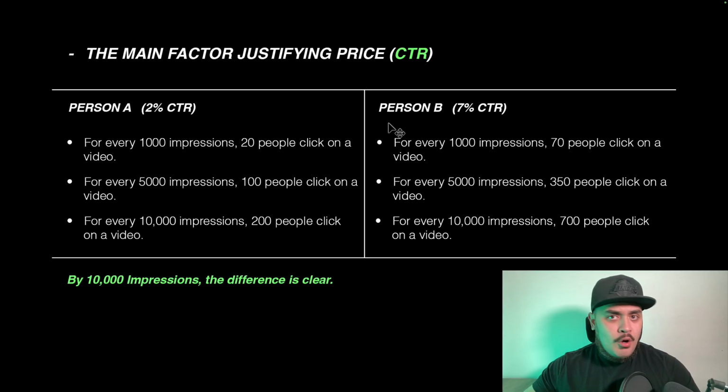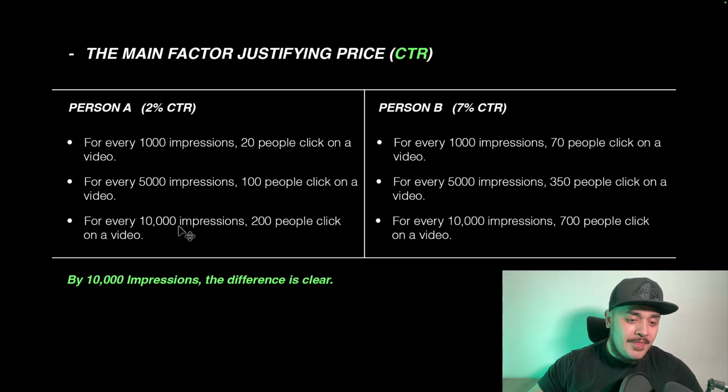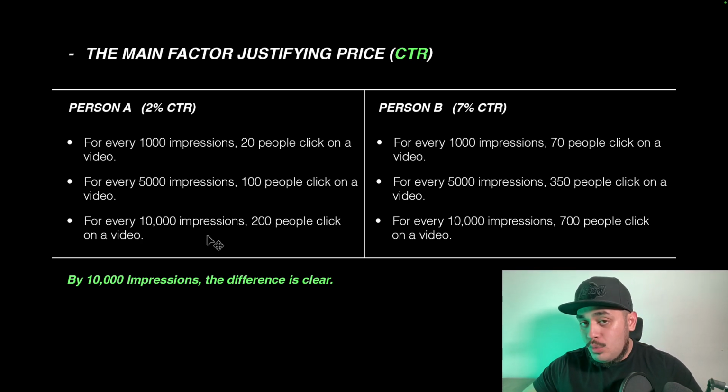Okay guys, just sticking on this CTR topic, let's say we have two different people. Person A has a 2% CTR and person B has a 7% CTR. Let's just say that both of these thumbnails are in the same topic and they're both being designed for the exact same video. Now for person A, for every 1,000 impressions, which means that YouTube pushes that video out to 1,000 people, 20 people end up clicking on that video. When you go to 5,000 impressions, 100 people, and at 10,000 impressions, 200 people click on that video.